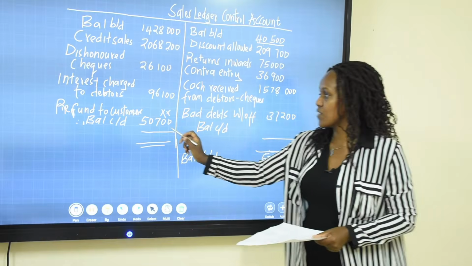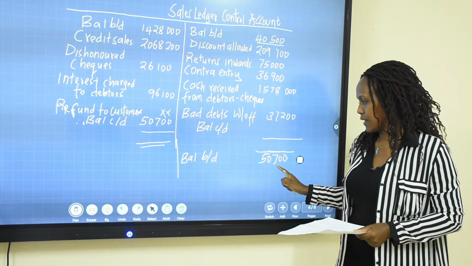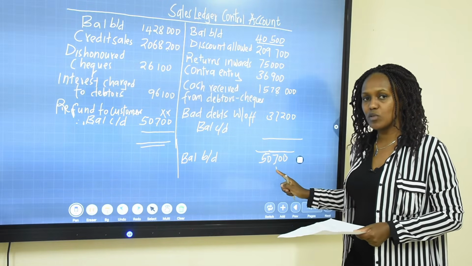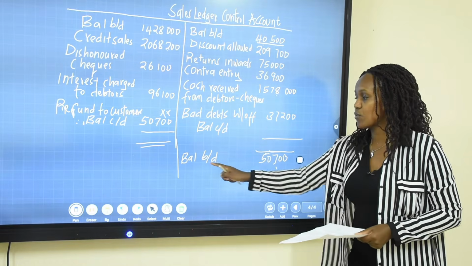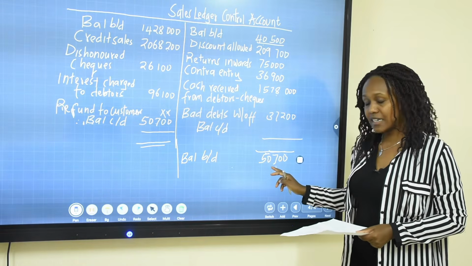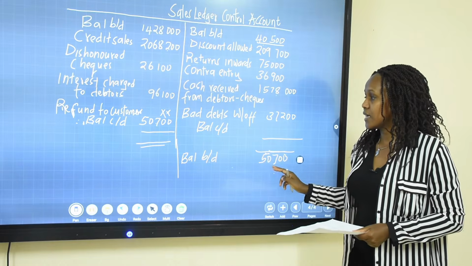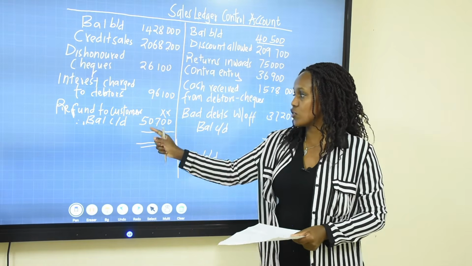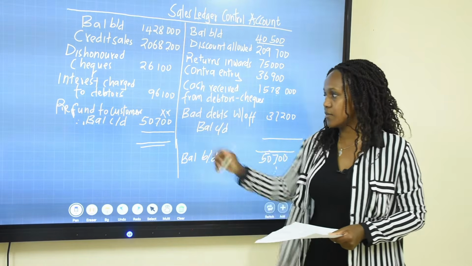In our case, we had been given this balance, this credit balance. I'm calling it credit balance because we name balances according to their balance brought down. So it is a credit balance. But inside below or before the totals, it was inside as a debit side.